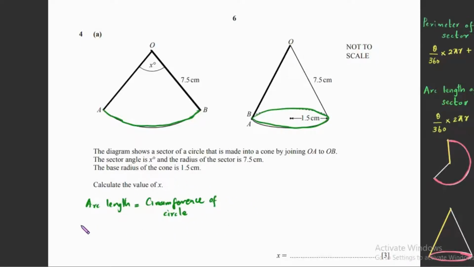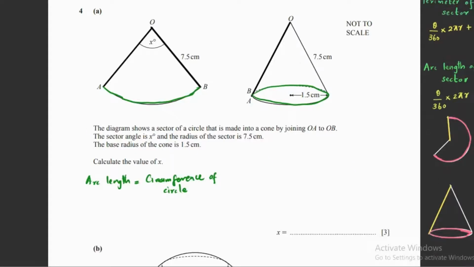Using this relationship only, we need to find what x is. The way we find the arc length is angle out of 360 times 2 pi r. If we add the 2 radii, then it will be the perimeter of the sector. We need only the arc length. So the angle is x, so it's going to be x out of 360, times 2 pi r.